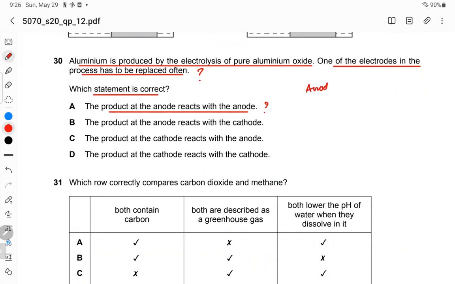And if you recall, in the electrolysis of pure aluminium oxide, at the anode we have oxide ions, which form oxygen. Sir, it reacts with the graphite. Yes, very good, Ayan. It reacts with the carbon graphite to give carbon dioxide. So this is the correct one. And if it's the correct one, then B, C, D go wrong, and option A is correct. Yes, is it clear?